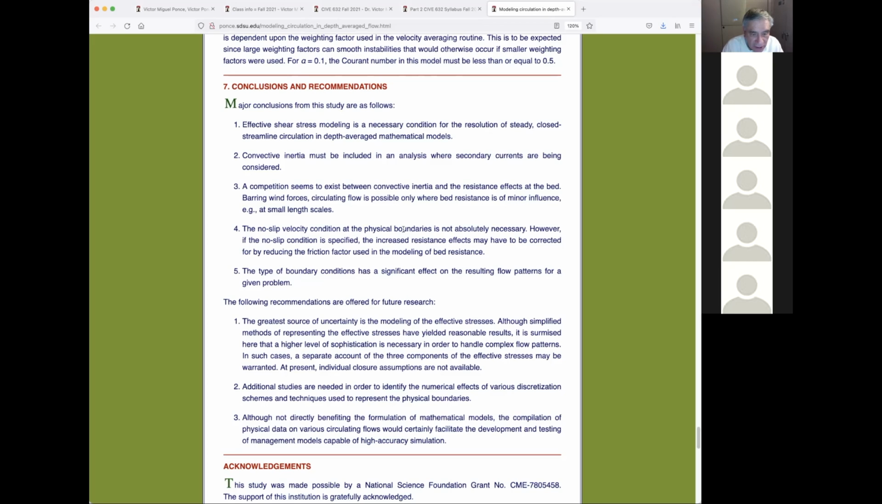Additional studies are needed in order to identify the numerical effects of various discretization schemes and techniques used to represent the physical boundaries. Right, the physical boundaries. So basically, we answered the question that we were about to. We said convective terms, you need to not omit them, not neglect them. But this issue of the scale was, I believe, new. And we came up with this, and that's the reason I think why we published this paper. That was a new part.